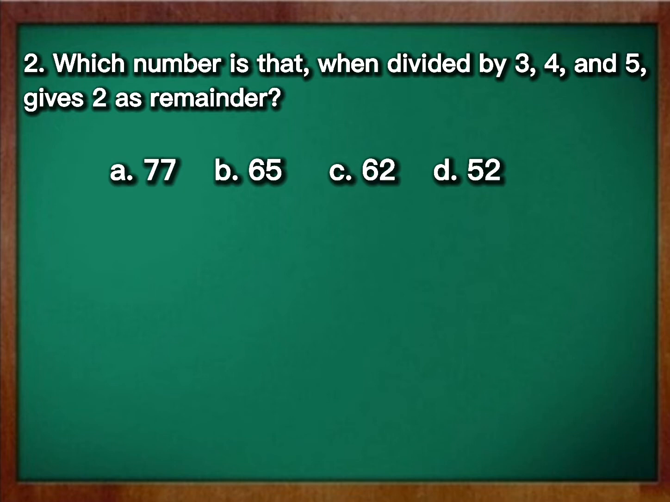To find the common multiple, you simply multiply these 3 integers. That's 3 times 4 times 5, that's 60. Then add the remainder, which is 2. That's 62. So when you divide 62 by 3, 4, and 5, it gives you the remainder 2.